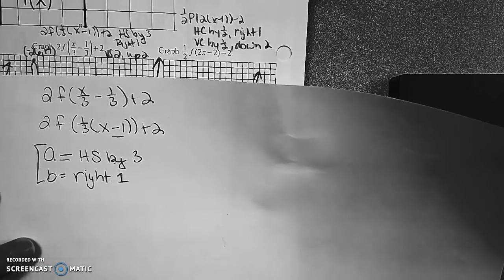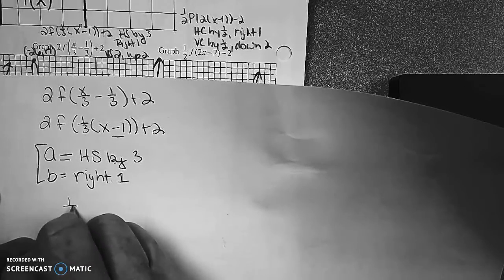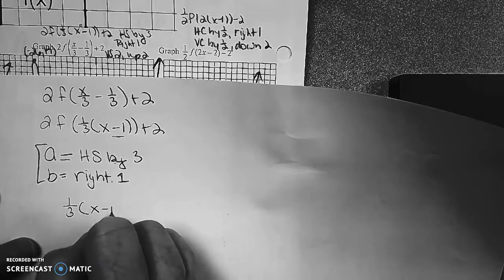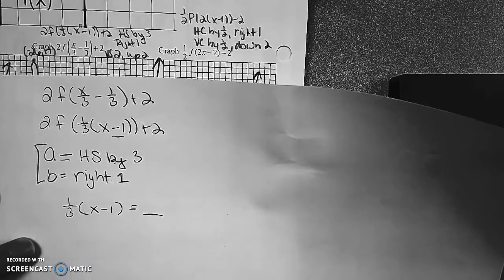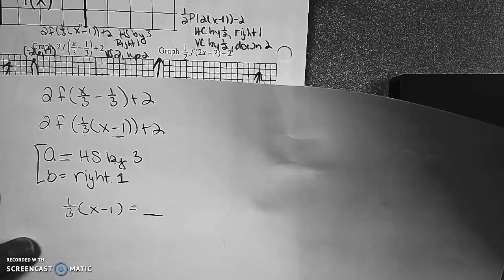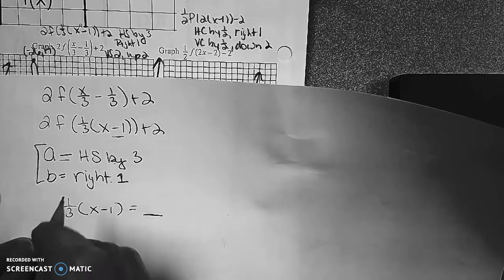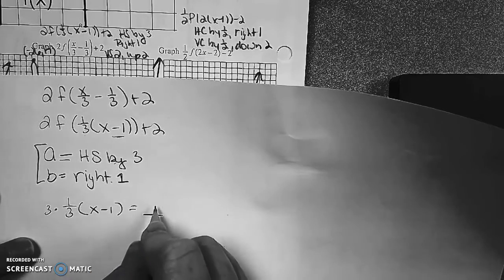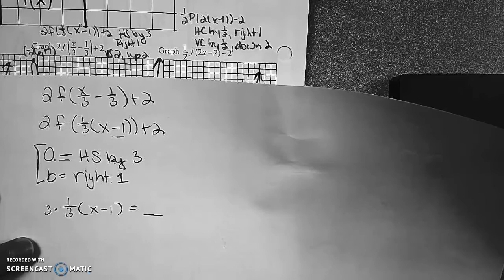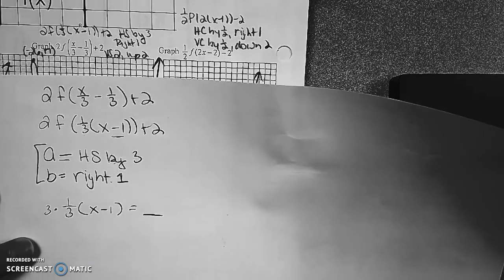And a couple of you have asked, why is it that I do the opposite? Well, here's what I think about. If I were to solve this equation, if you were to get x by itself, what would you do? Well, you'd multiply by 3. Then you would have to add 1. So that's why it's the horizontal stretch by 3 and then right 1.